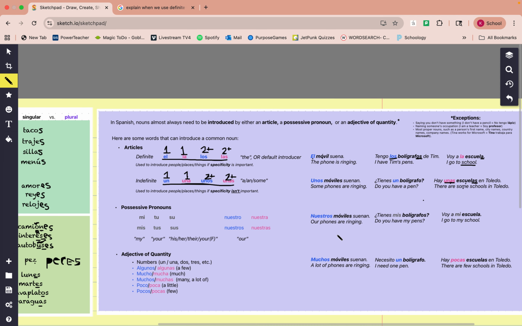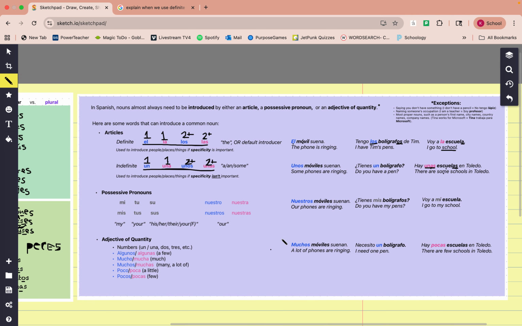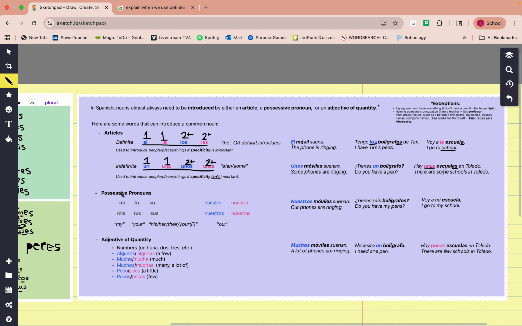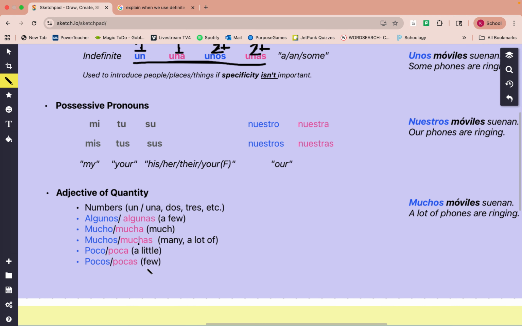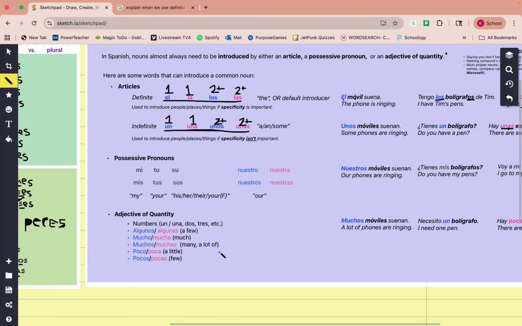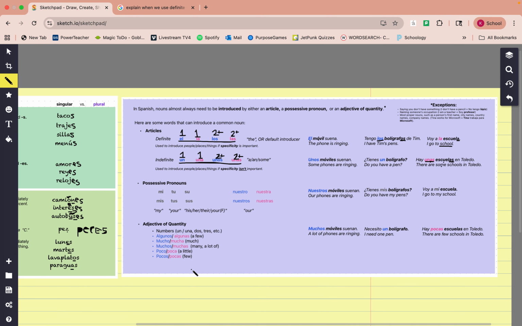So that is articles for you. If you're interested in reading further to learn about possessive pronouns, you may, but this is something that we will focus on later during our family unit. If you're interested in adjectives of quantity, most of these, besides numbers, we're actually going to learn in Spanish too, but feel free to look ahead if you think these might be useful and to take notes on them.